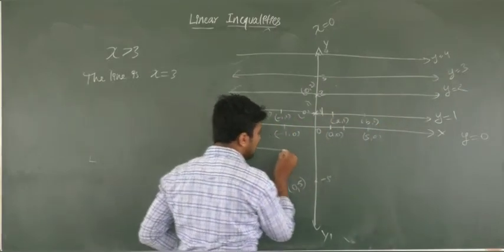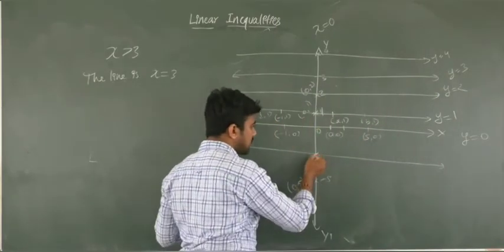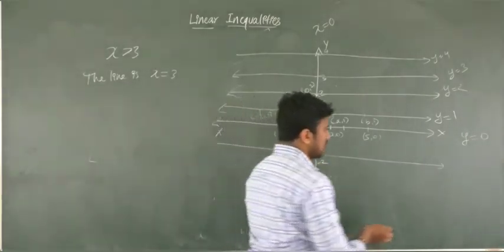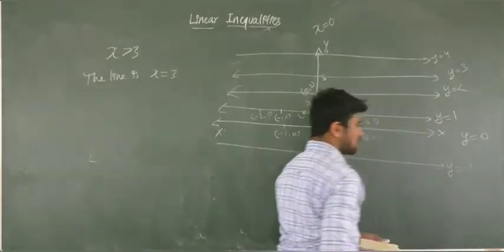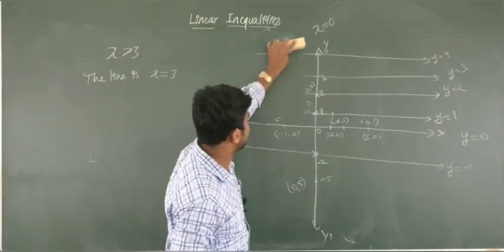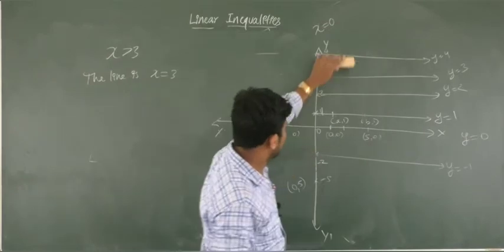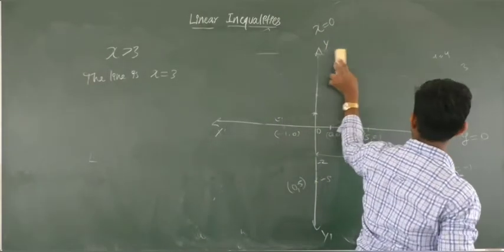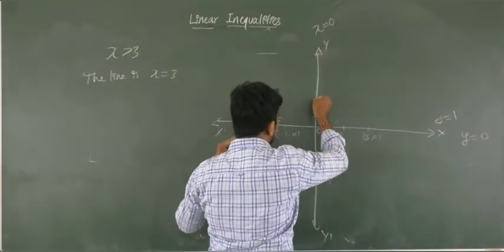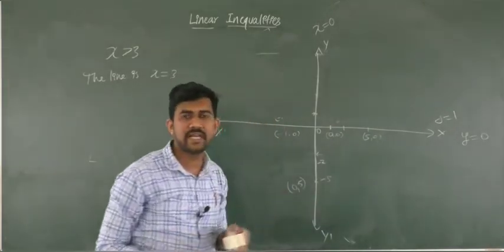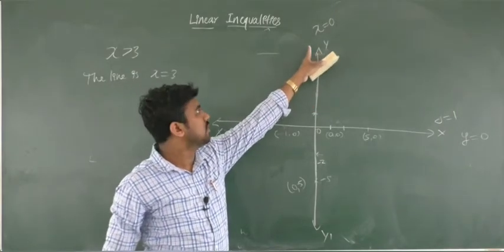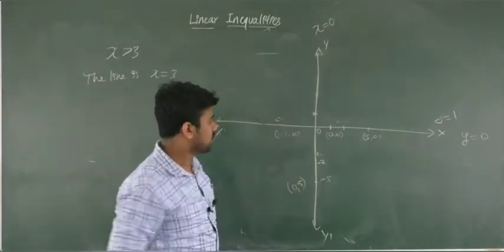Similarly, if you draw a line parallel to the x-axis that passes through the point minus 2 on the y-axis, what is the equation of the line? y is equal to minus 2, and so on. Similarly, for the vertical line, you know the equation of the y-axis is x is equal to 0, because any point on the y-axis has its x coordinate equal to 0. That's why the equation of this line is x is equal to 0.